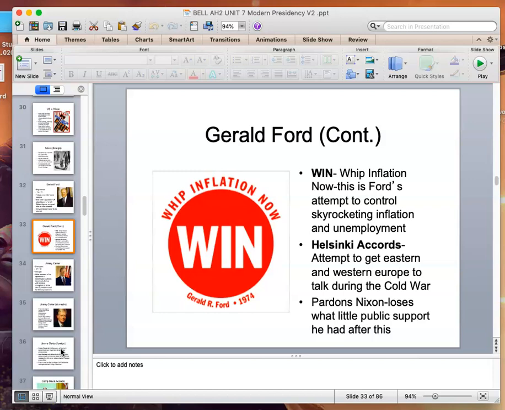Nixon can then receive no criminal punishment for Watergate. A president gets to pardon anyone of a federal crime they want to. They usually do it in the last week or two of their last term. And one of the things Ford does is pardon Nixon, so Nixon never faces any repercussions from Watergate.